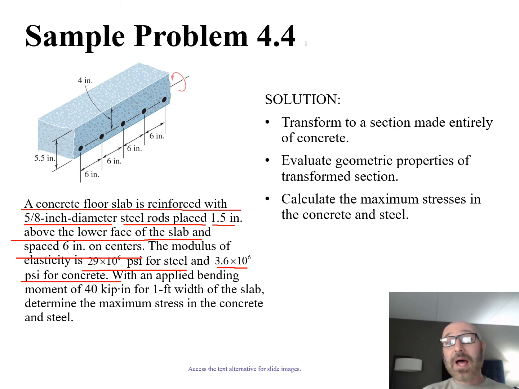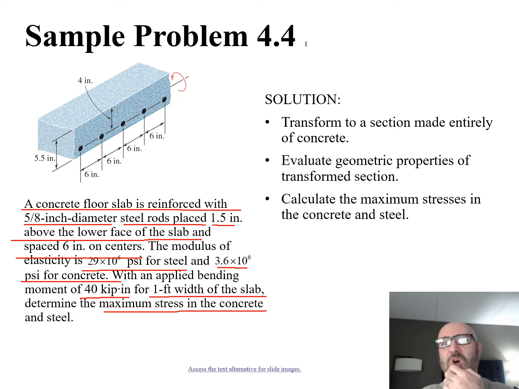Now, with an applied bending moment, they're telling us what that applied bending moment is, which could be the equivalent of something being loaded during the day, equipment sitting on it, people standing on it, whatever that may be. They tell us that it is 40 kip-inches for a 1 foot width of the slab. They're giving us just one small section of this that we're dealing with here. And what they ask us to do now is determine the max stress in the concrete.